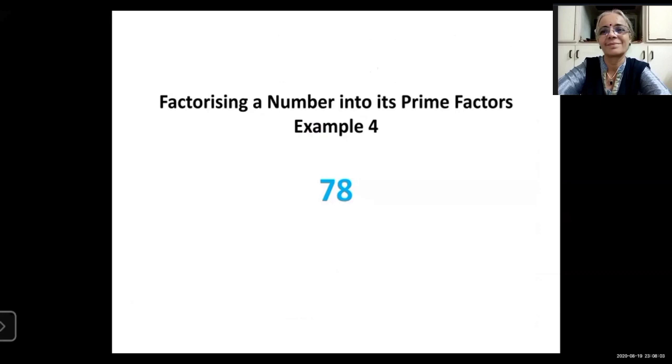This is also easy, huh? At the unit place, 8 is there. So easy. It can be divided by 2. Two students have posted their answer. Very good. Those who know tables can do it faster. So if you want to do it faster, learn table. One table every day.